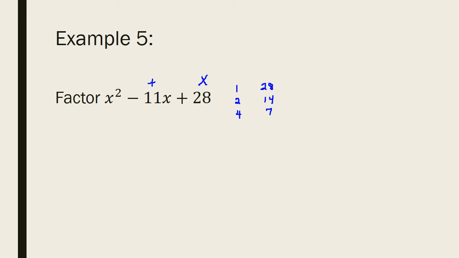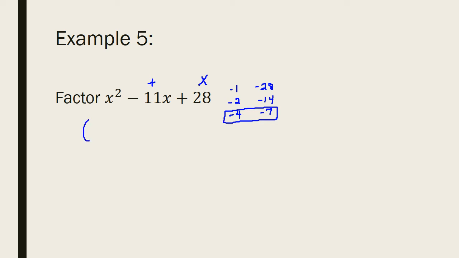All right, now we want these numbers to multiply to give us a positive 28, but add to give us a negative 11. Well, in order for you to add two numbers for it to be a negative and multiply to give you a positive, both of those numbers need to be negative. And then we're looking for negative 11, and there it is, negative 4 and negative 7.